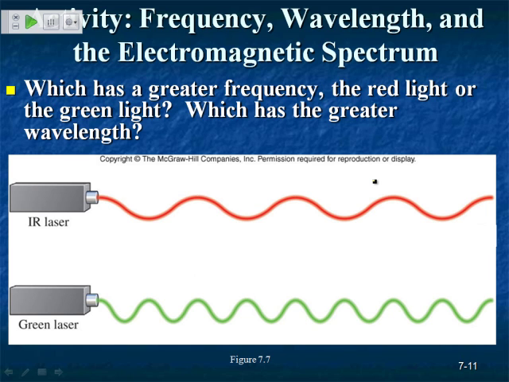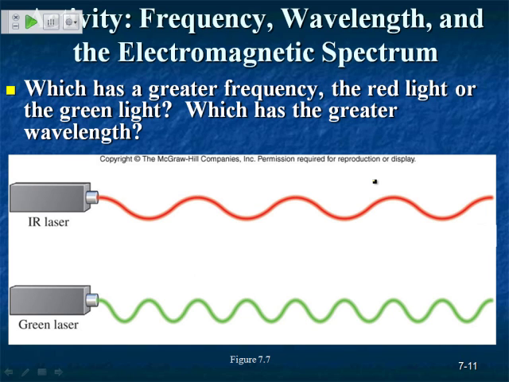Here is an activity. Two kinds of light. One comes from an IR laser, one comes from a green laser. Which one has greater frequency? Red or green? The green has greater frequency. Smaller waves. So for a given period of time, more number of waves can pass through a point, right?